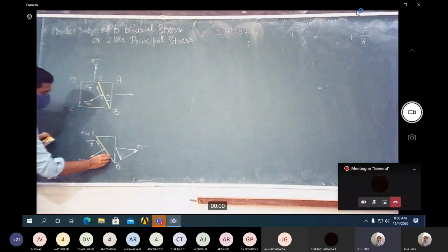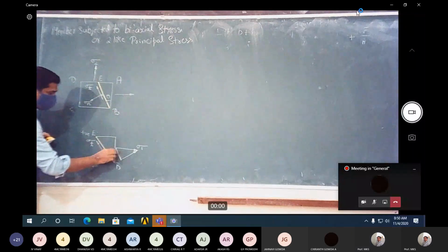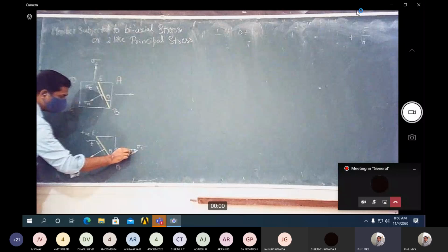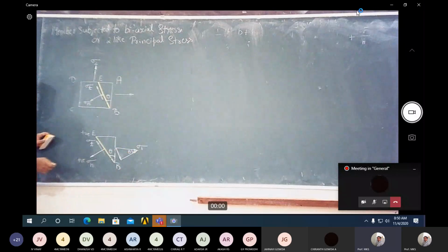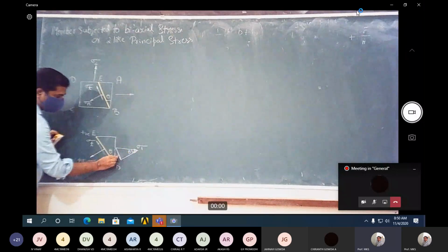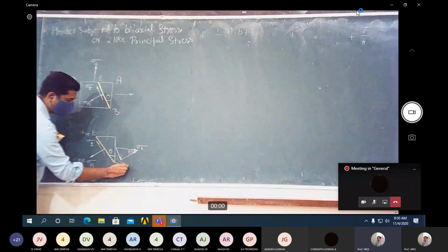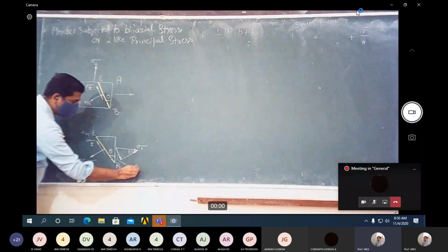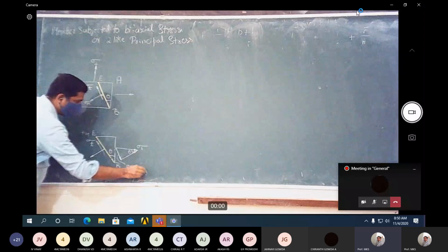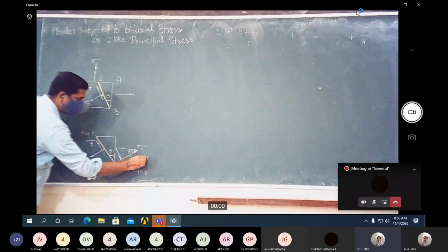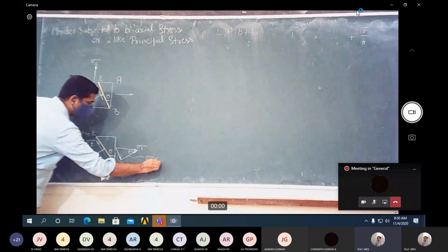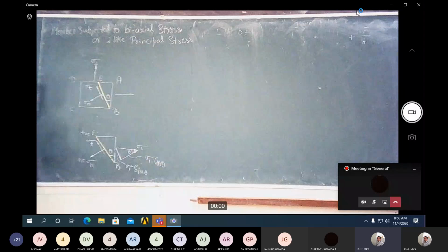Okay. Now from the geometry, this angle would be theta. We have done it in the last class. So the opposite side will be sigma 1 sine theta, and this adjacent will be sigma 1 cos theta, right?